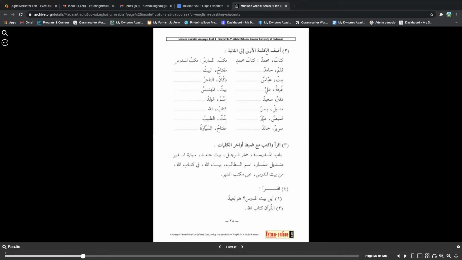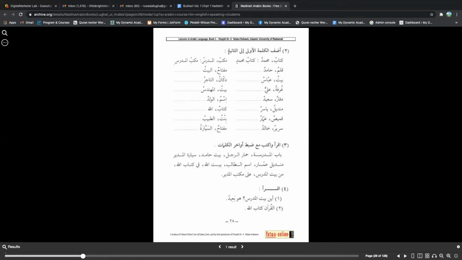So if it was a masculine word, we could say, let's see, al-qalam al-awwal, the first pen. But because it has a ta marbuta, it is a feminine word, so it can't be al-kalima al-awwal. That doesn't work. It becomes al-kalima al-ula, the first word. Okay, so: adif al-kalimat al-ula ila al-thaniya.